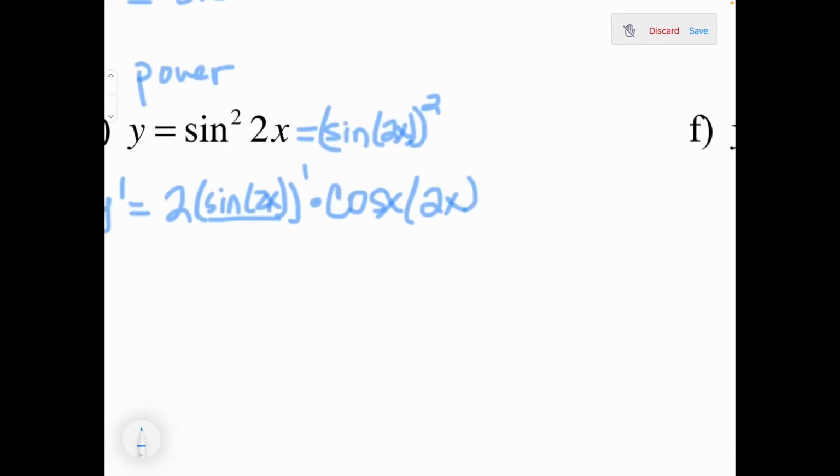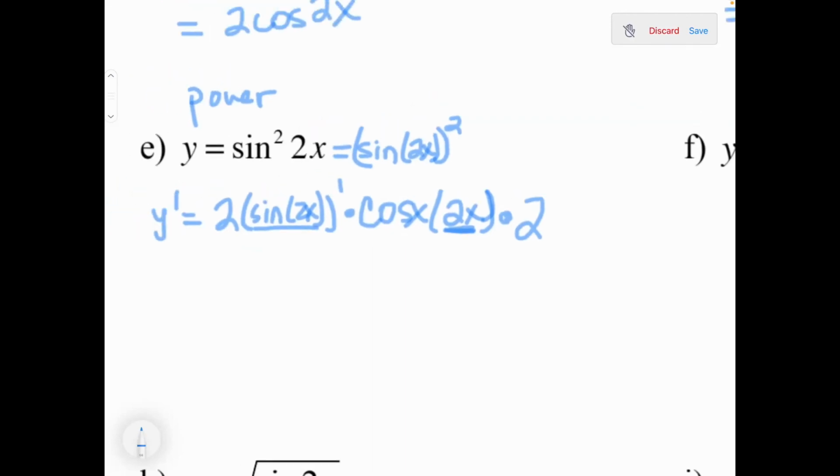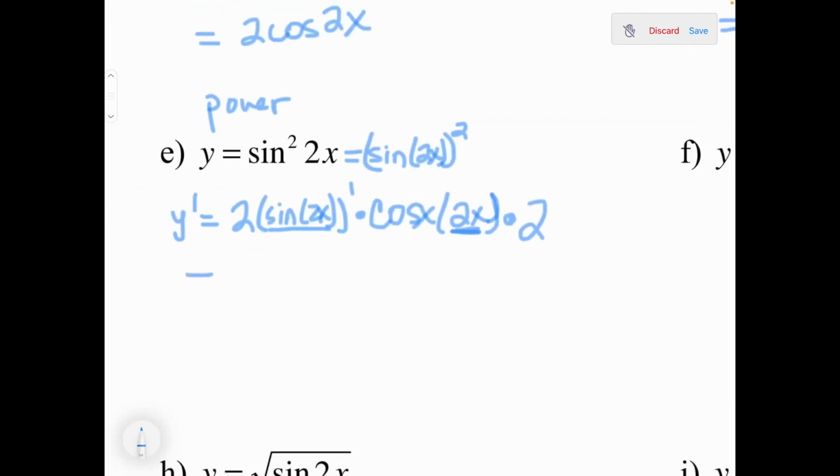But since this 2x is still an inside function, we're going to have to use chain rule one more time. And the derivative of 2x is 2. We can multiply the 2's together. 2 times 2 is 4. So we get 4 sine 2x times cosine 2x.